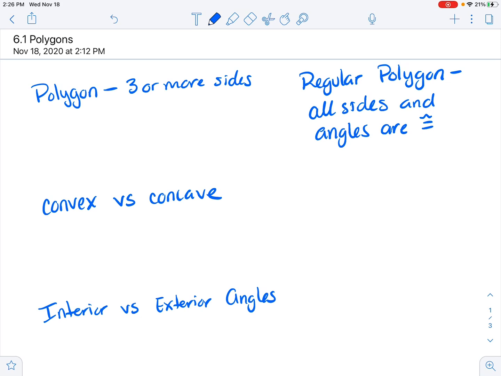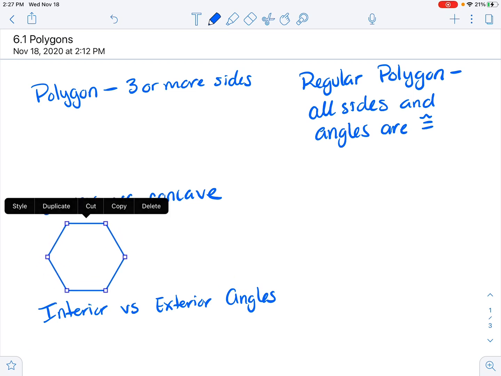Now we also have convex versus concave. A convex is what you guys would normally picture as a polygon. That's where all of the sides are looking normal, okay? They all attach, nothing comes into the figure. Now a concave, technically the definition is if I extend each of these lines, do they go through the figure? However, I think of it as a cave.